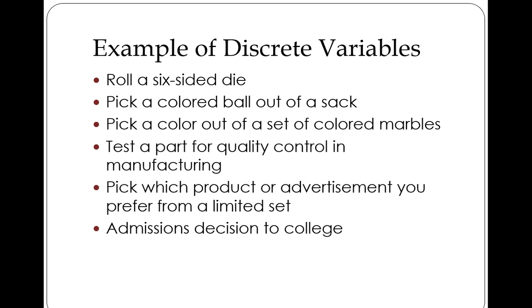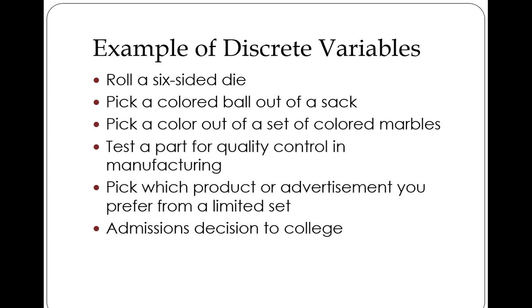So an example of discrete variables is when we roll a six-sided die, or D6. If we pull a colored ball out of a sack and we want to know what color it is, if we pick a color out of a set of colored marbles and we record what color it is, if we test a part in manufacturing and we say either the part is good or the part is not good in some way, yes or no, that's a discrete variable.